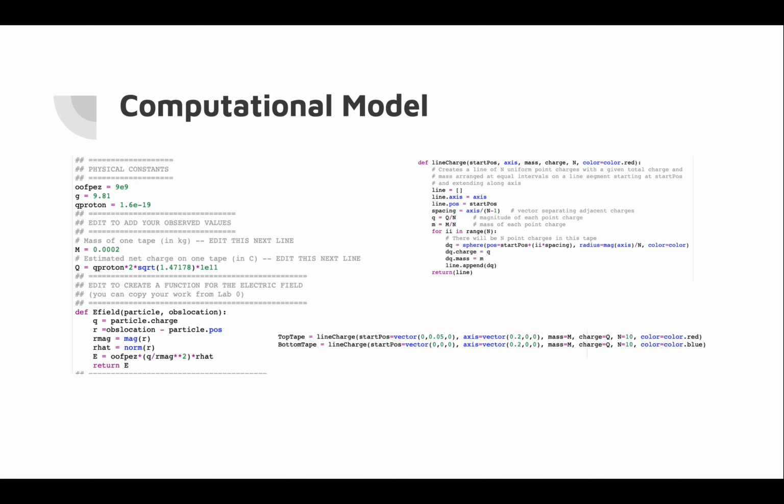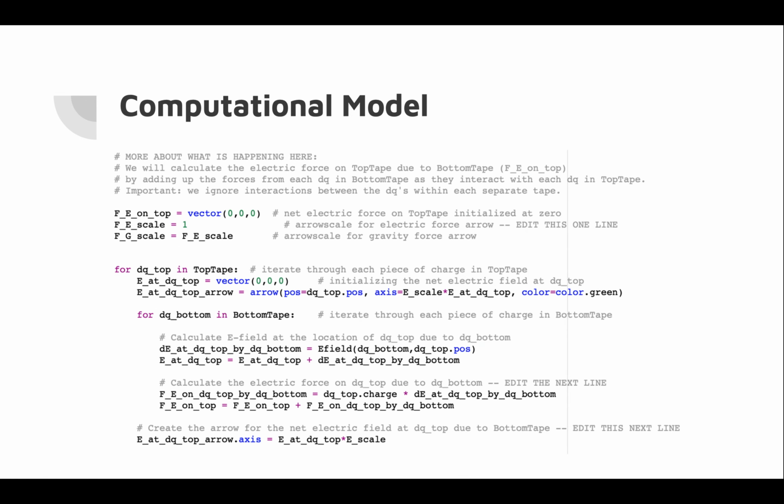On the slide is the code used to generate the computational model, which includes the physical constants, the calculations used from the tape, such as the mass, and then a loop to create the electric field function, as well as the functions to create the top and bottom tapes within the experiment. And on this slide is the loop to create the electric force on the top tape due to the bottom tape.